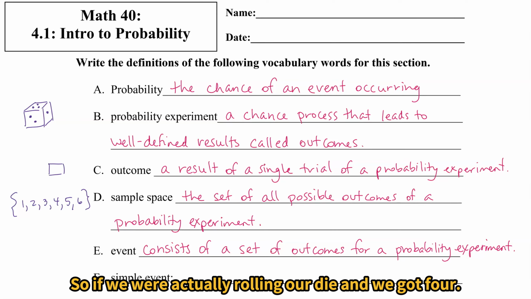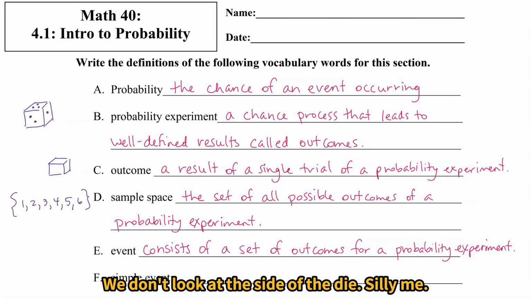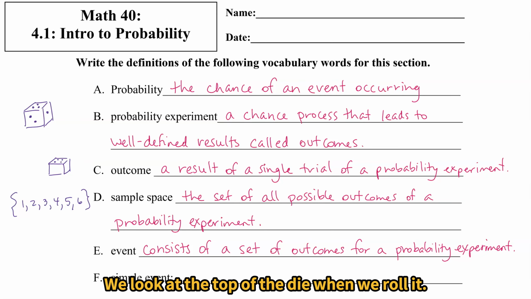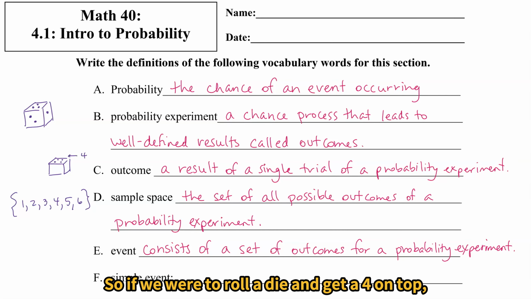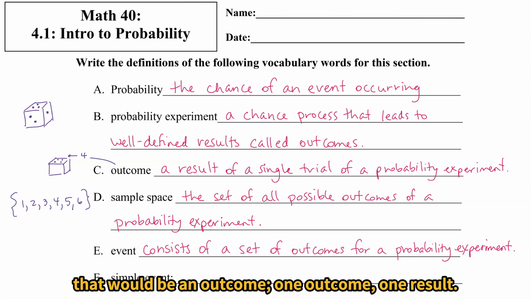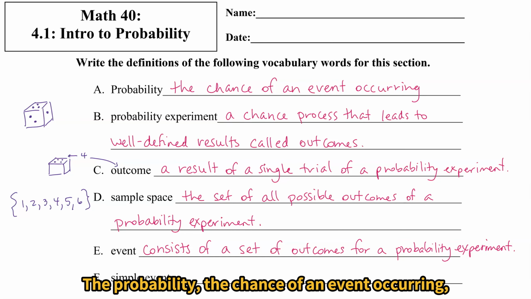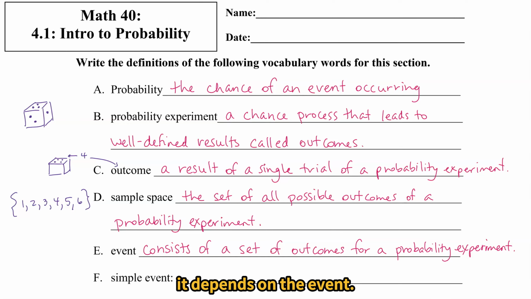So if we were actually rolling our die and we got 4, we don't look at the side of the die, silly me. We look at the top of the die when we roll it. So if we were to roll a die and get a 4 on top, that would be an outcome. One outcome, one result. The probability, the chance of an event occurring, depends on the event.